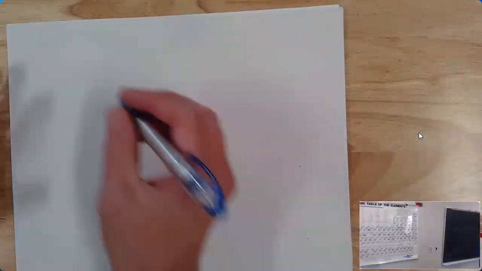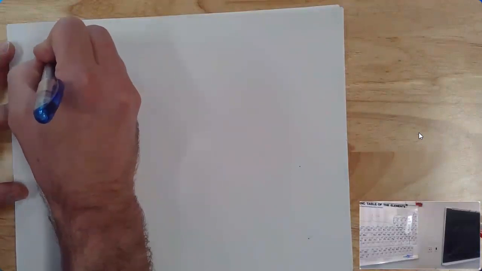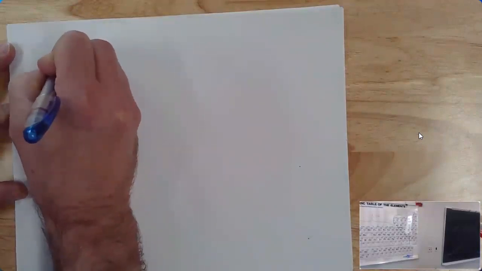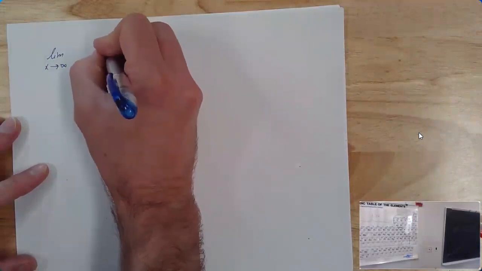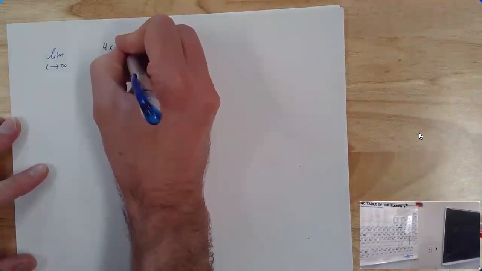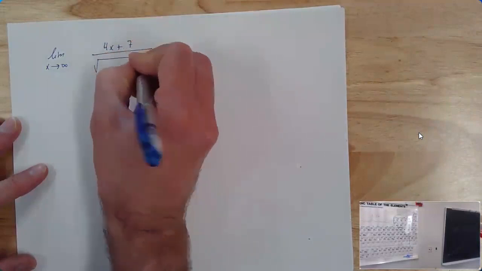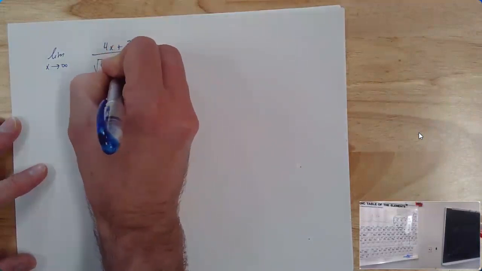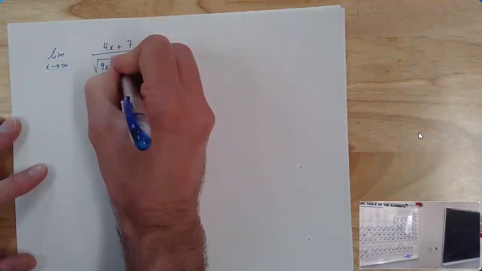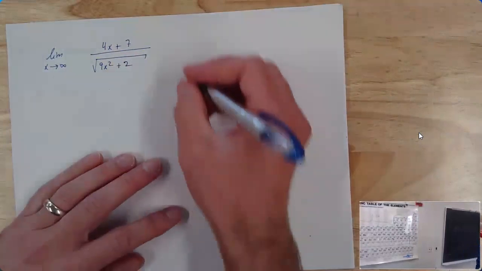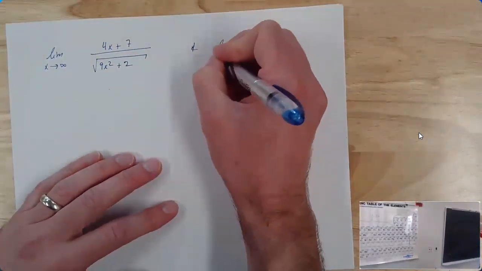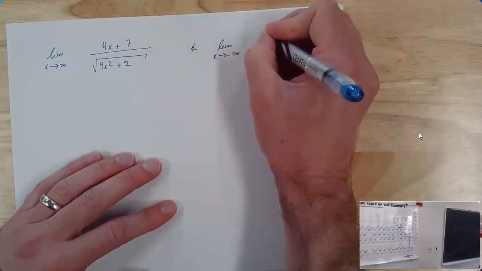So let's say we want to do, I've got to make sure I think of something that's not going to turn out stupid. Let's say we want to find the limit as x goes to infinity. I'm just going to make it nice and easy, not crazy. Let's say we want to do something like (4x + 7) over the square root of (9x squared + 2). I want to find that one, and I also want to find this limit: the limit as x goes to minus infinity of the same thing.